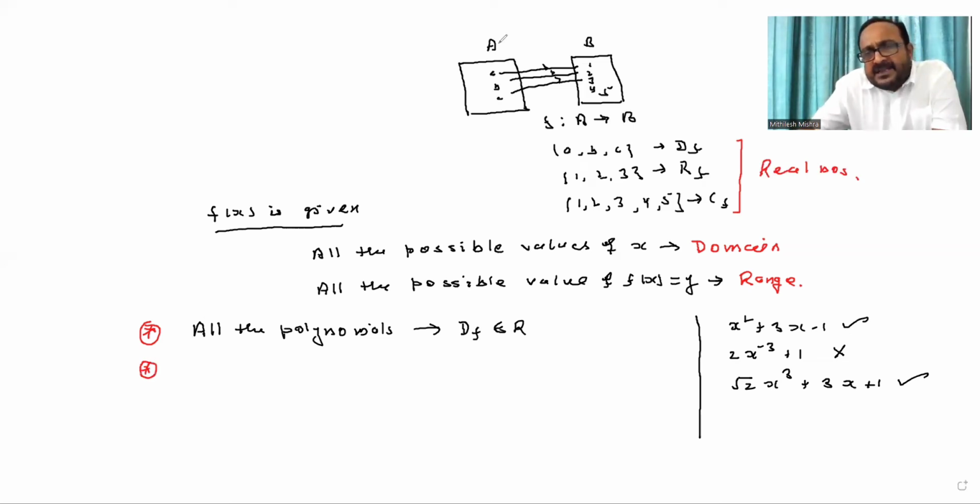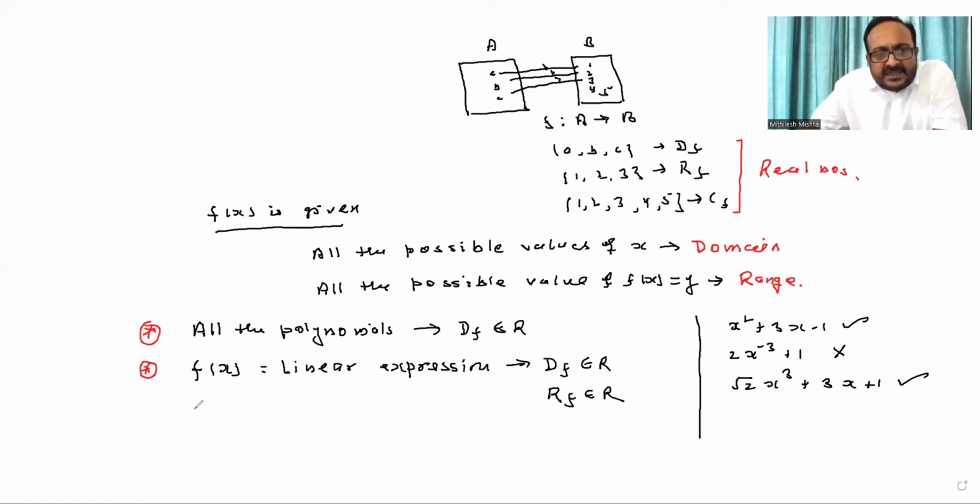Next point. If f(x) is a linear expression, linear means having degree 1, it has domain belonging to real numbers and range also belonging to real numbers. As an example, suppose f(x) is given as 2x minus 3, function g(x) is given as x plus 4, etc. If it is linear, that means of degree 1, then always write there domain also real numbers, range also real numbers. Naturally, a linear function is also a polynomial, and for a polynomial the domain will always be real numbers, and here the range will also be real numbers.